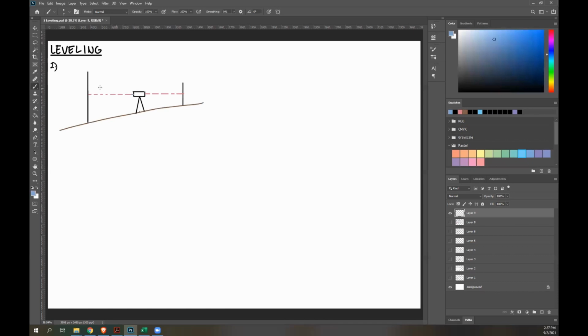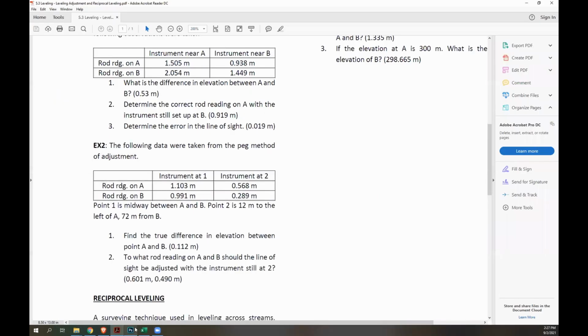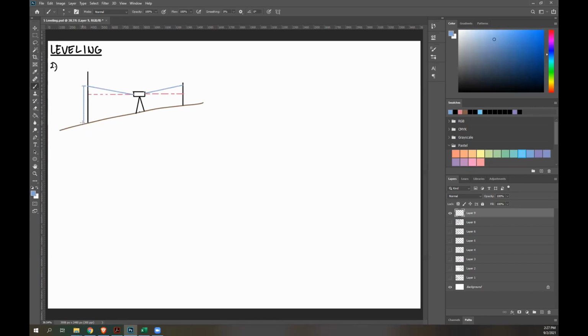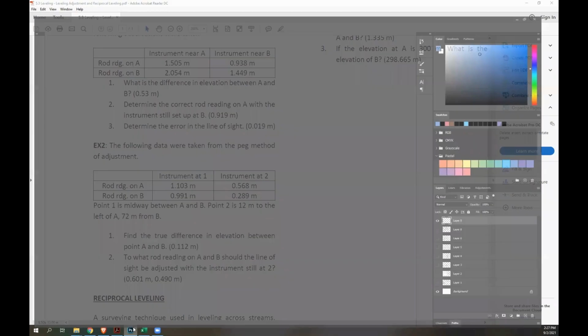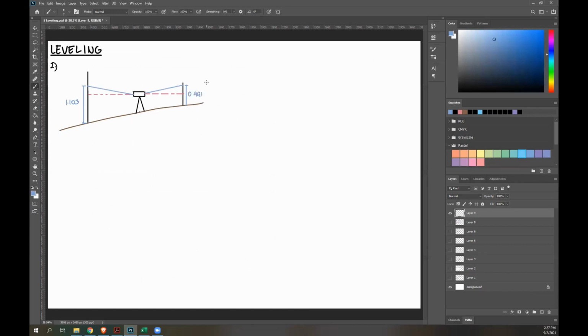Okay. So for example, I want to take a reading on A, it's inclined this way. And then to get the reading at B, you're just going to rotate your instrument. The readings are, for A, 1.103, for B, 0.991. Once again, this is A and B. And then the difference in elevation is just this H.